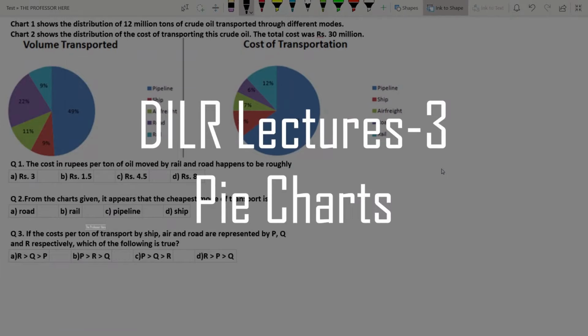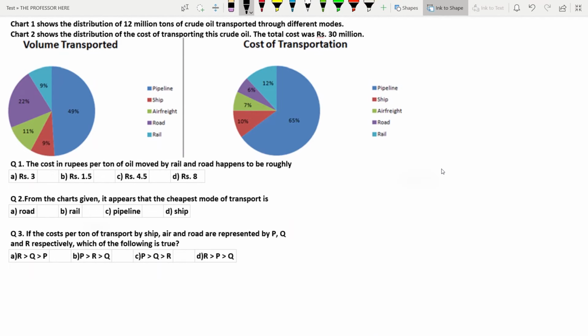In this video of data interpretation and logical reasoning, we are going to learn about pie charts. As we can see, a pie chart is a circle which is divided into different segments, and each segment, according to its size, represents a particular data value. So the question in front of us is a simple one, but we have two different graphs. Let's look at the question.